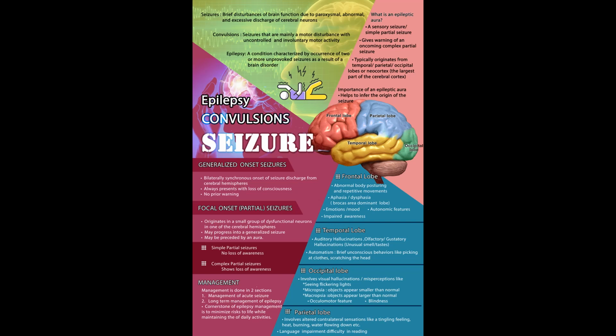The primary somatosensory cortex is in the parietal lobe. If it is the origin of the seizure, the individual may feel altered contralateral sensations as mentioned in the poster.